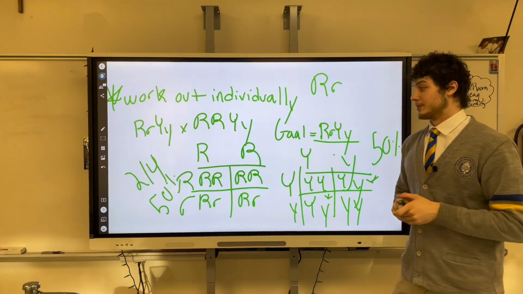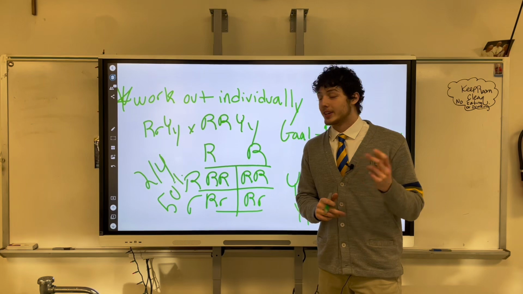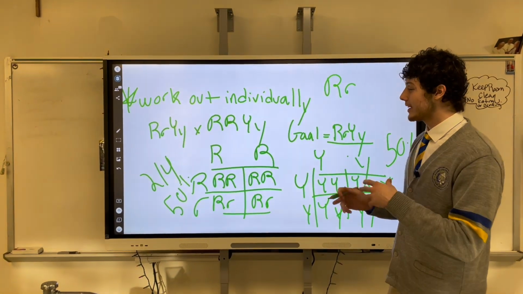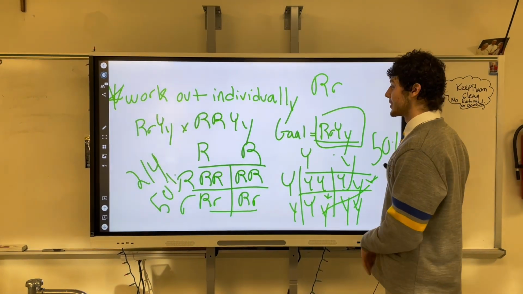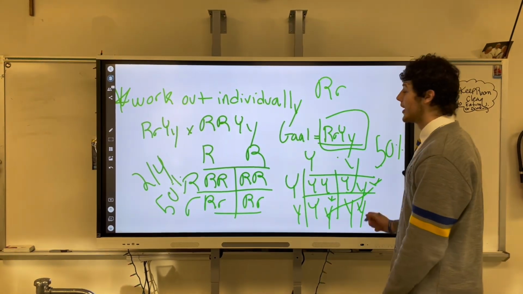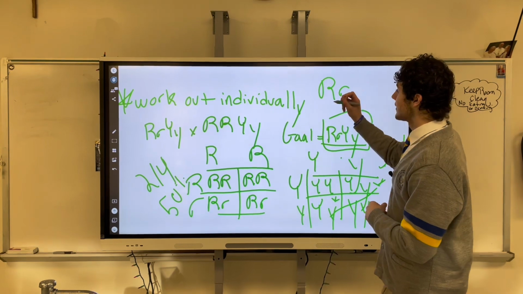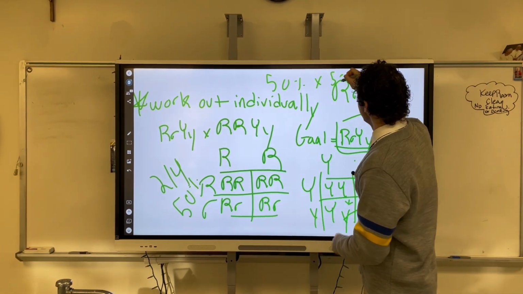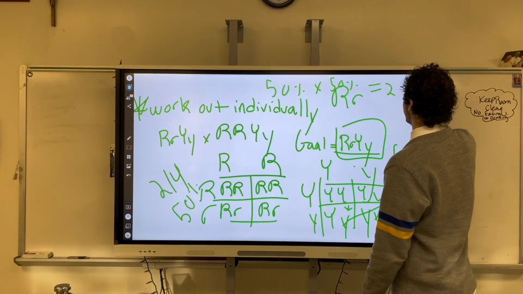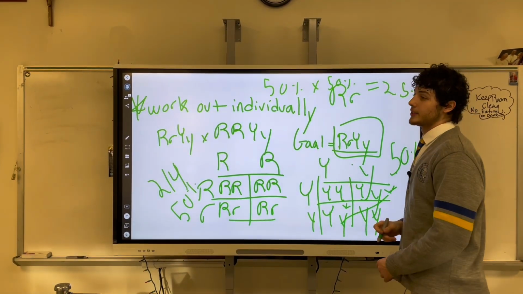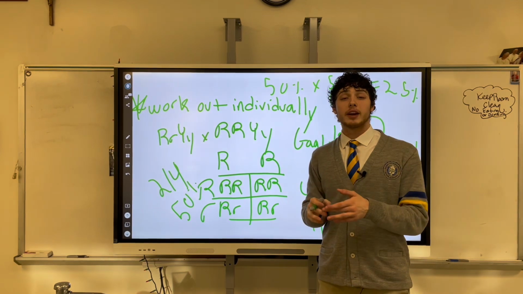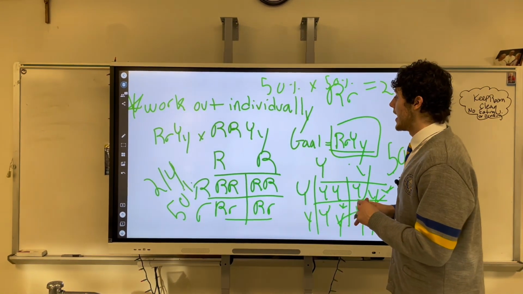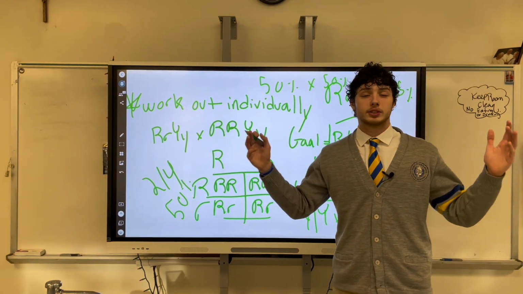So this is where some math comes into play. You're going to have 50% here, and you're probably thinking, how do we find out the percentage of that then? Because we only found out the percentage of this and the percentage of that. That's where your math skills would come into play. You're going to have to times 50% times 50%, and you're going to get 25%. So you're going to do 0.5 times 0.5, and that's going to give you 0.25, which is 25% here.